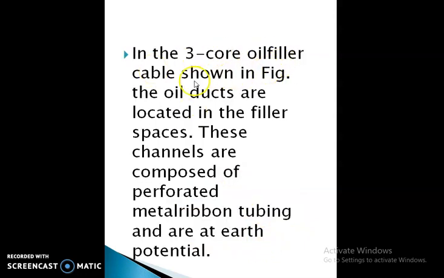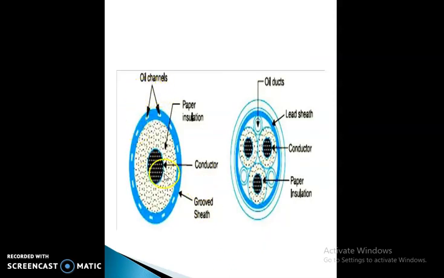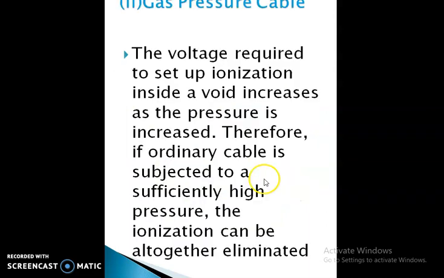In the three core oil filled cable shown in figure, the oil ducts are located in the filler spaces. These channels are composed of perforated metal tubing and are at earth potential. This is the oil channel, this is paper insulation, this is conductor, this is the lead sheath. This is oil duct, lead sheath, this is conductor, paper insulation.